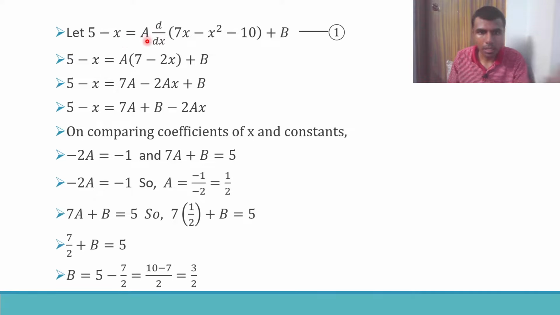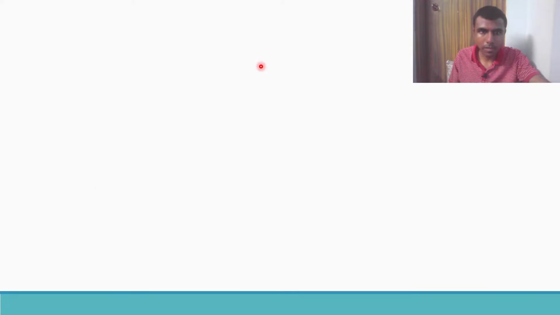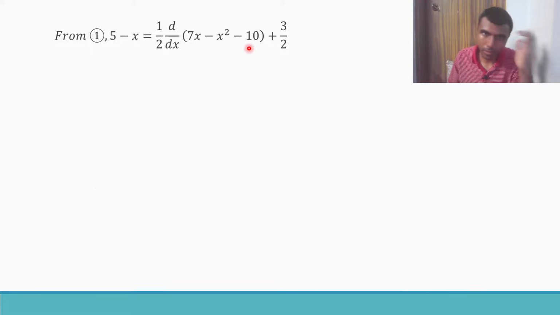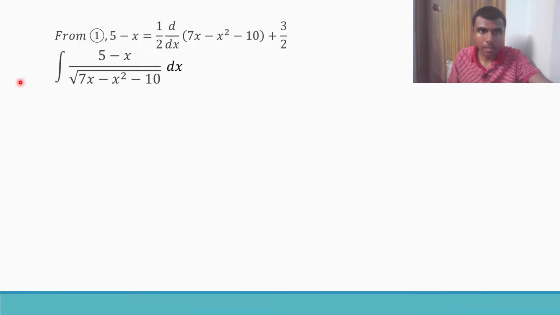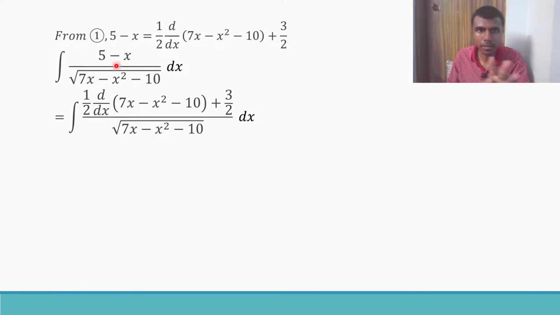So 5 minus x would be half into d by dx of 7x minus x square minus 10, plus 3 by 2. Now let's get started. Our integral was this: integral of 5 minus x by root of 7x minus x square minus 10. Now in place of 5 minus x, you can just write half into d by dx of this plus 3 by 2. Hope it is clear. Now what I'm going to do is integrate separately and give the denominator to both the terms in the numerator.